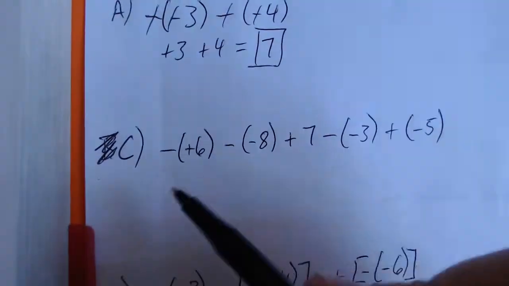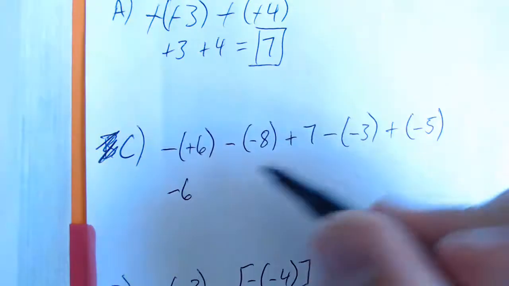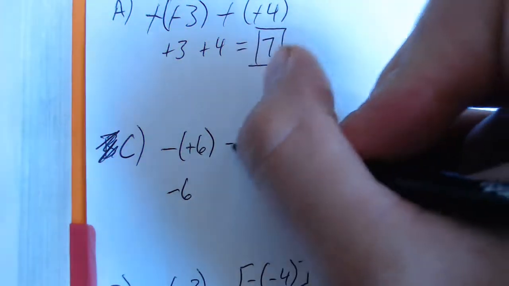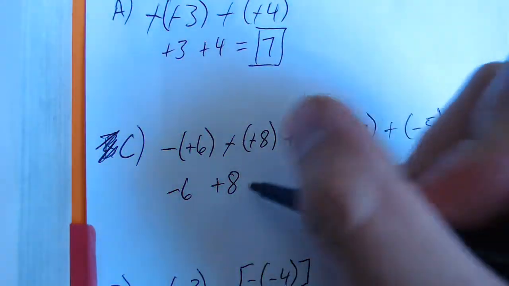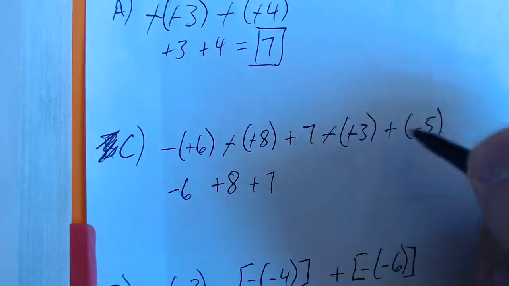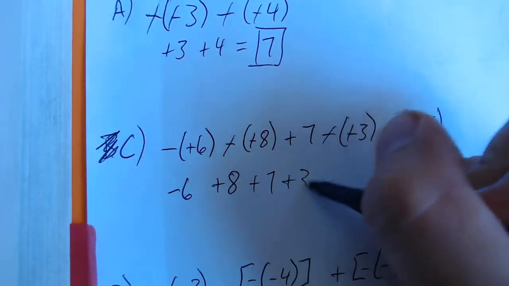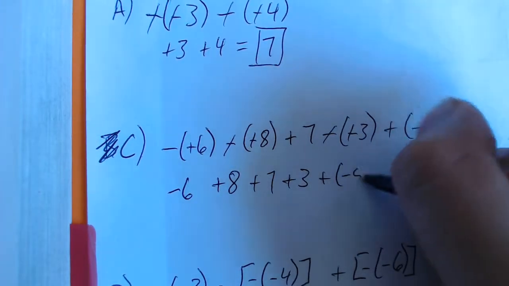We have the opposite of positive 6, so that's going to become negative 6. Here we have two negatives again. Those cancel and make that positive 8. Plus 7 is going to stay the same. The two negatives in minus negative 3 will become positive 3. And then the very last one, plus negative 5, will stay the same.